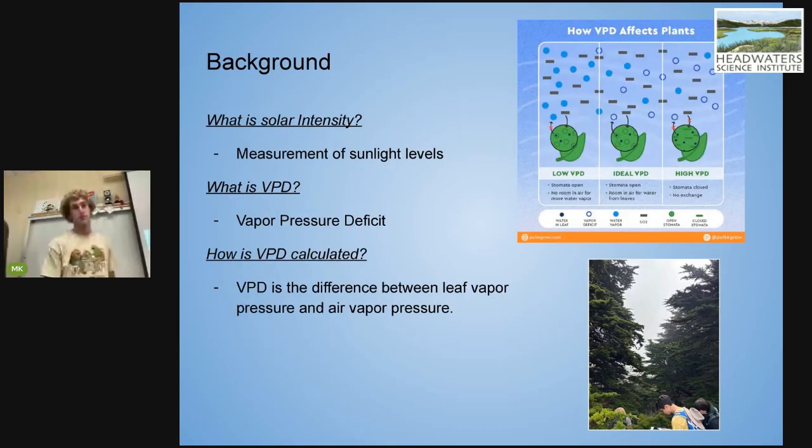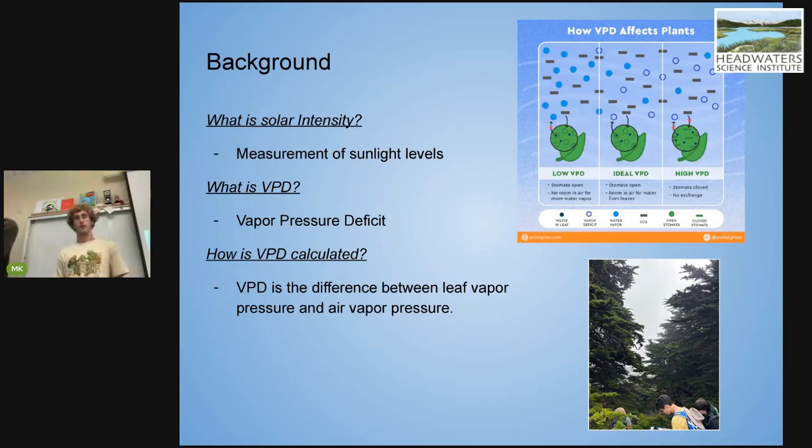For some background, solar intensity is simply the measurement of the amount of sunlight going into a certain area, which we measured with the digital illuminance meter. VPD stands for vapor pressure deficit, and is the difference between ambient vapor pressure and plant vapor pressure. And so the VPD gun calculates everything for us. So we just have to read what it says.